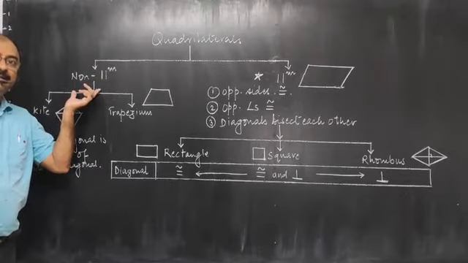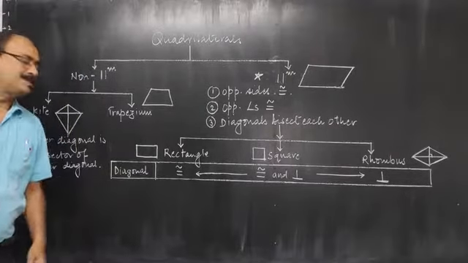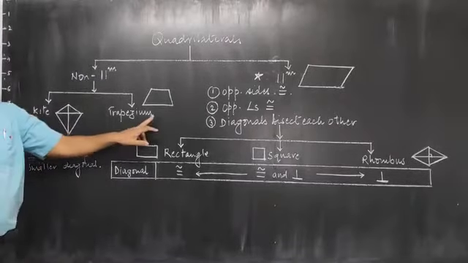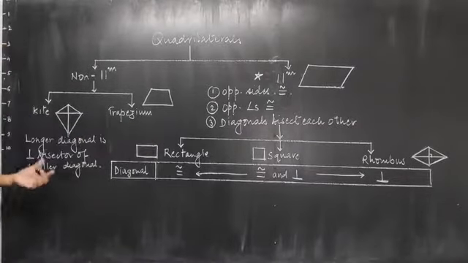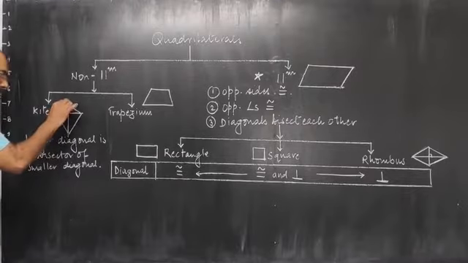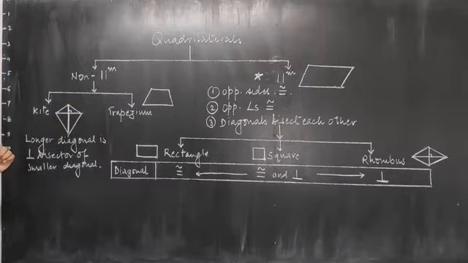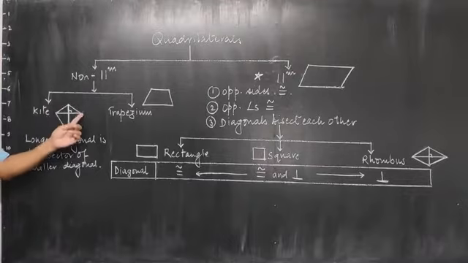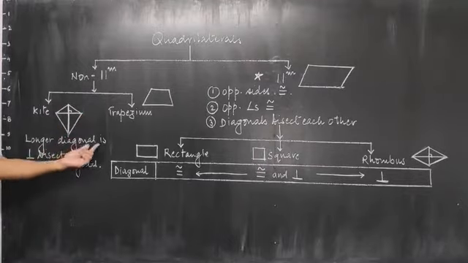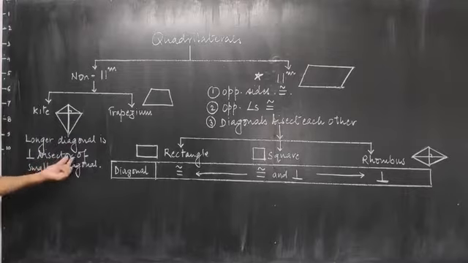Non-parallelogram quadrilaterals are divided into two further types: kite and trapezium. Okay. So for the kite, the property is the longer diagonal is the perpendicular bisector of the smaller diagonal. I have written here, longer diagonal is perpendicular bisector of smaller diagonal.